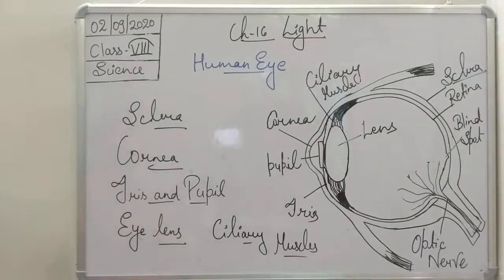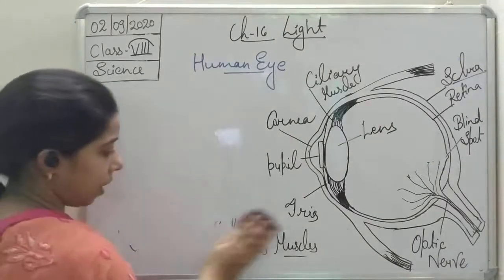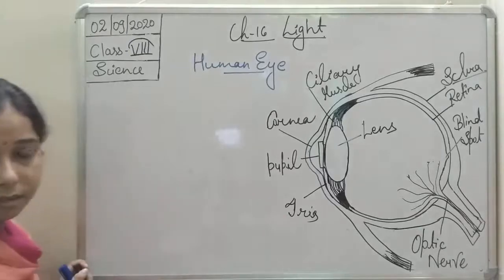Now we will move to the next one, students, and we will discuss the next part of the human eye, and that is the retina.